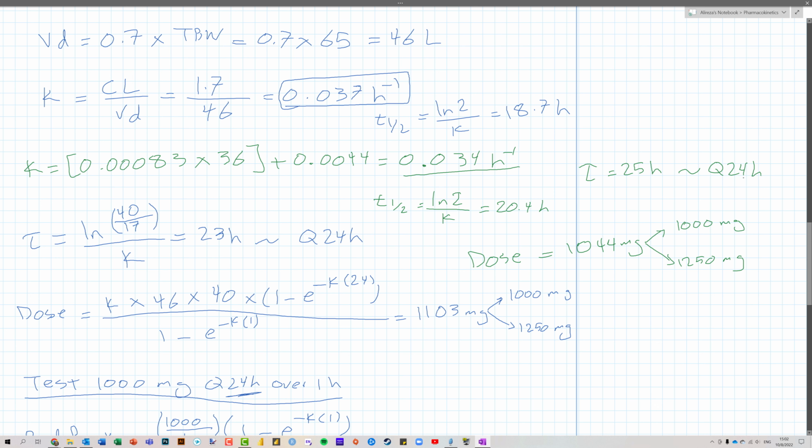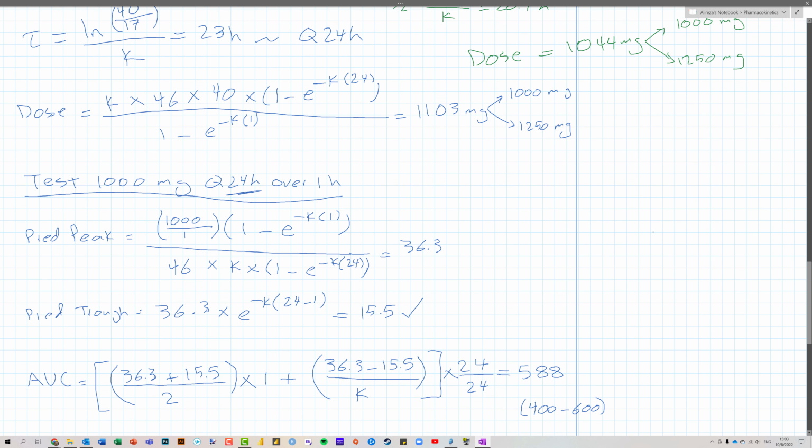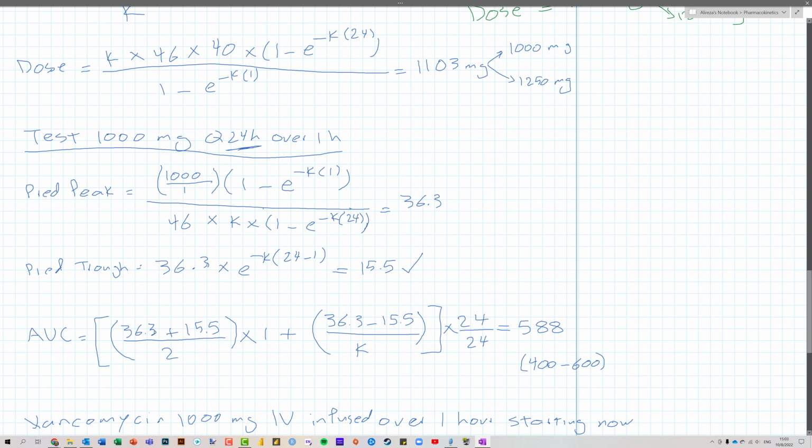So you see, regardless of which K you used, we will come up with the same possible answers. But then when you calculate predicted peak and trough, you will also have some differences. So if you were to test 1000 milligram every 24 hours using the green K, you essentially would end up with a predicted peak of 38.3.